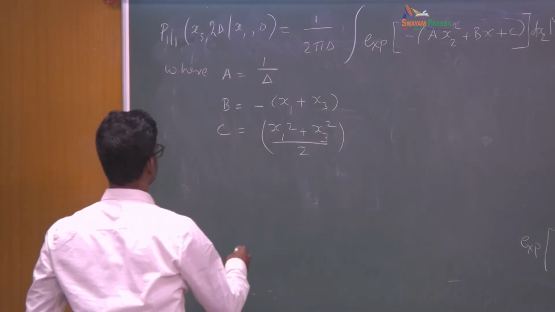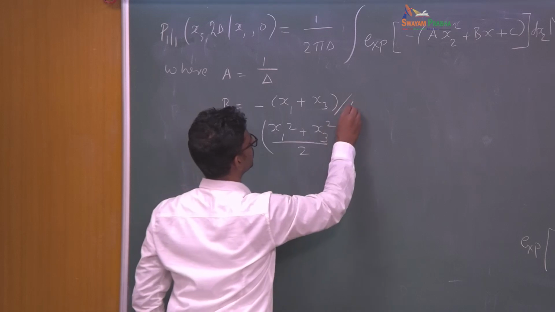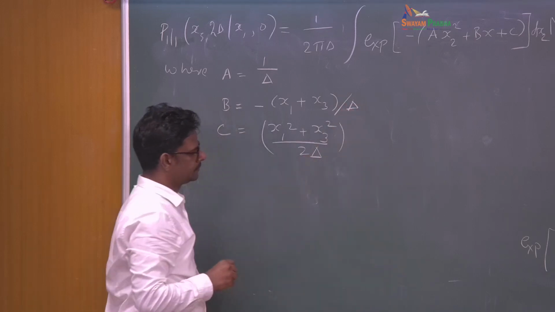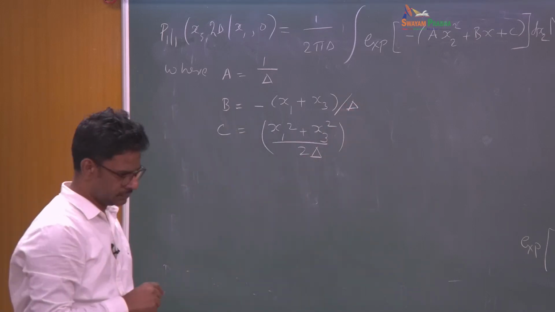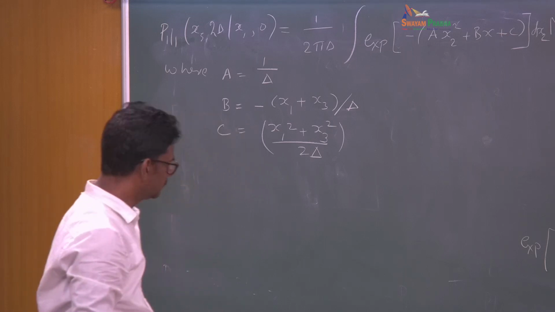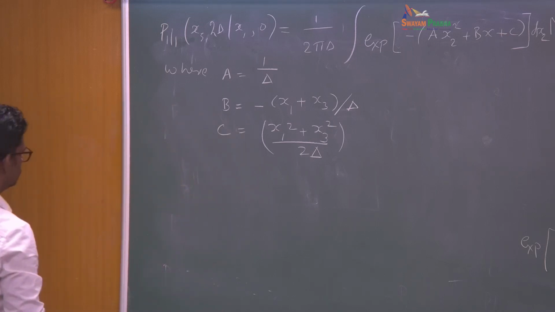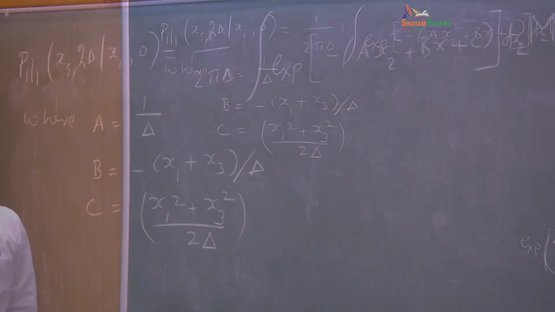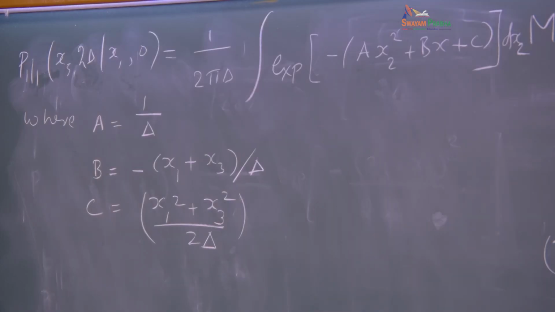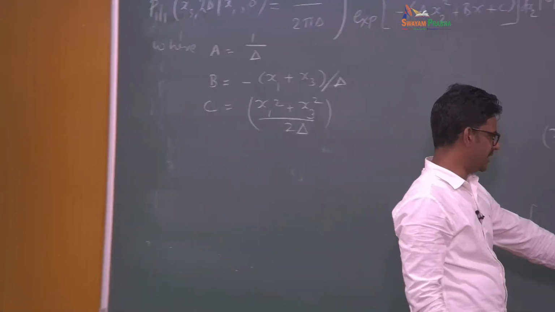Oh, there is a delta here. Okay, so what we are saying is that when I try to expand the product of the two exponentials, it basically comes in the quadratic form of x2 square. This is a variable that I want to integrate.